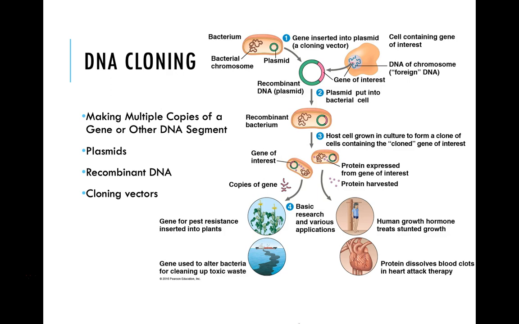We allow a bacterium or some other organism to grow that and produce that human growth hormone, and then we can isolate it and give it like a medicine. You can also build proteins that dissolve blood clots. These are used in heart attack therapies, and the list goes on and on and on. There's a ton of things that you can do with DNA cloning.